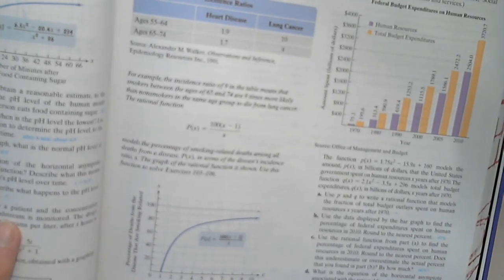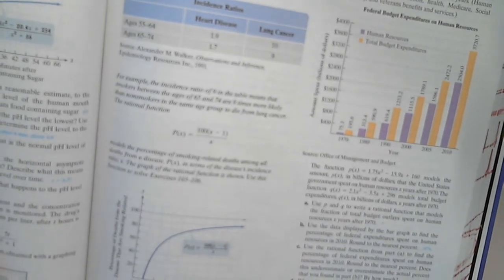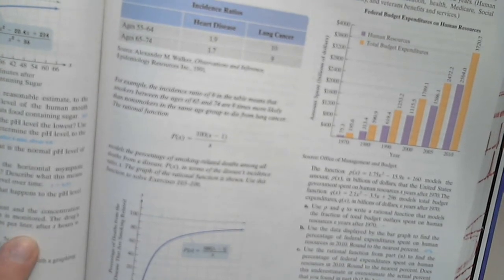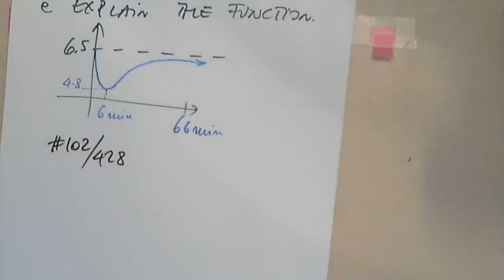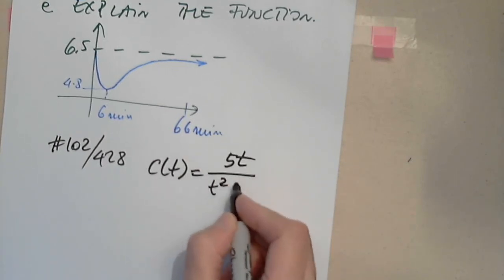A drug is injected into a patient, and the concentration of the drug in the bloodstream is monitored. The drug's concentration C of t, in milligrams per liter after t hours, is modeled by this function. I'm going to copy the function. C of t equals 5t over t squared plus 1.